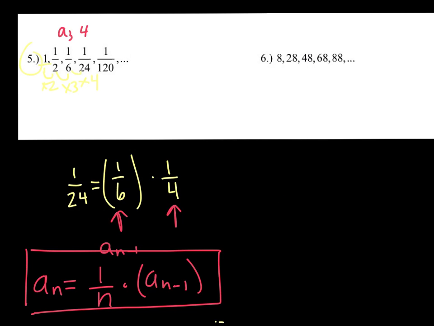But just remember that explicit is based off the place value, the term number in the sequence, whereas a recursive rule has to somehow include that term before. So how can we use the term before it to get to the term we're trying to get to? So go ahead and try number 6, and I'm going to go down and do iterations with you guys.